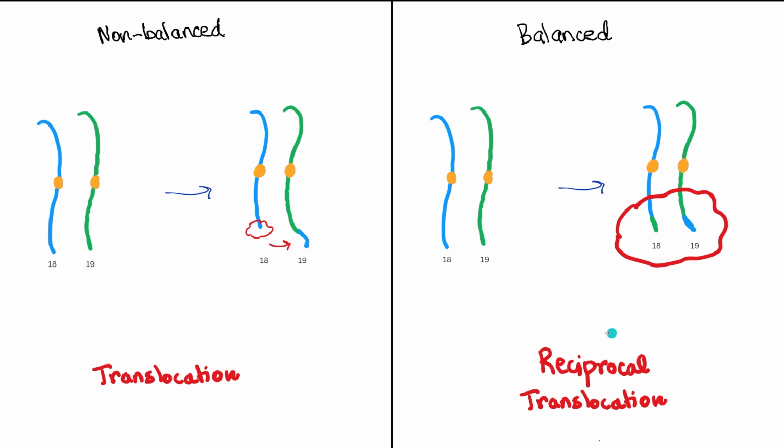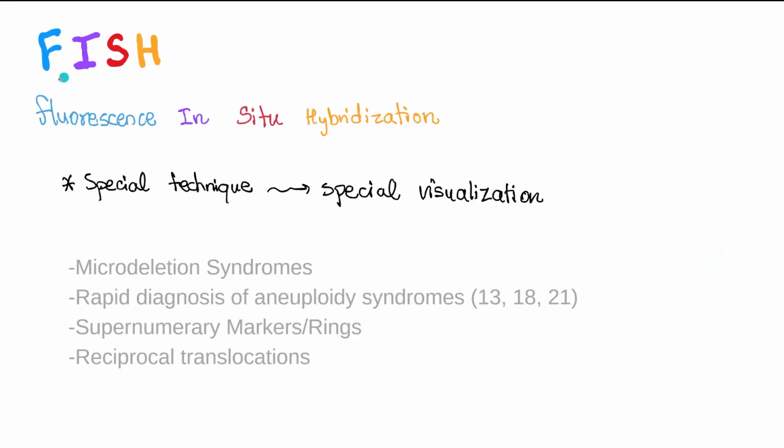And we call this a reciprocal translocation, because basically they're exchanging reciprocally. And in this case, we need a better technique to actually confirm our diagnosis. And this is where FISH comes in. We call it fluorescence in situ hybridization.